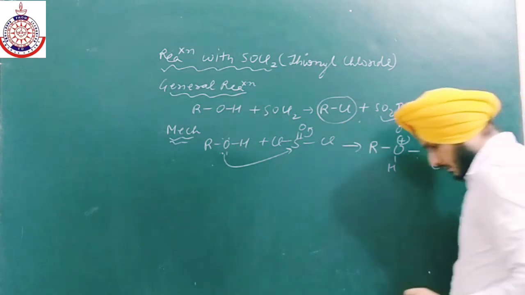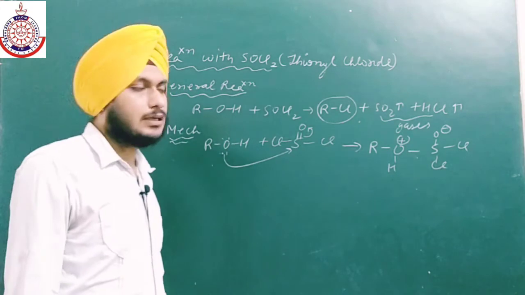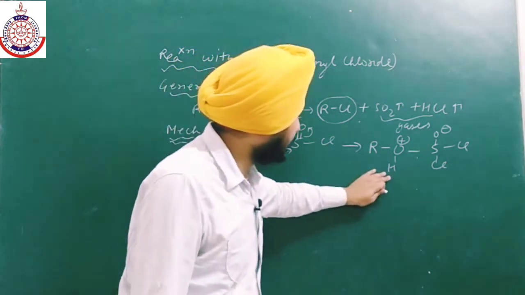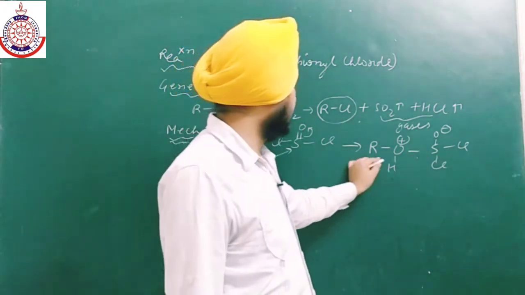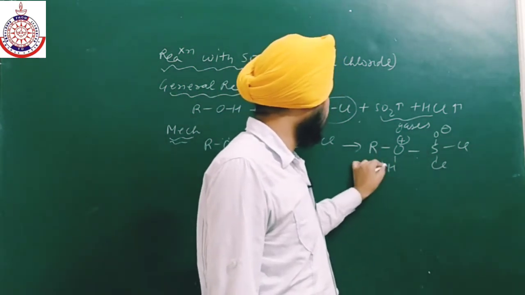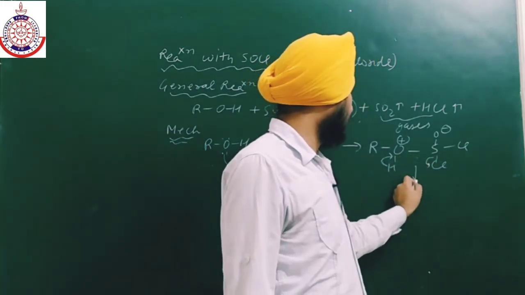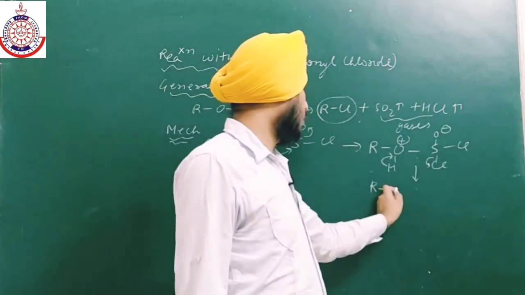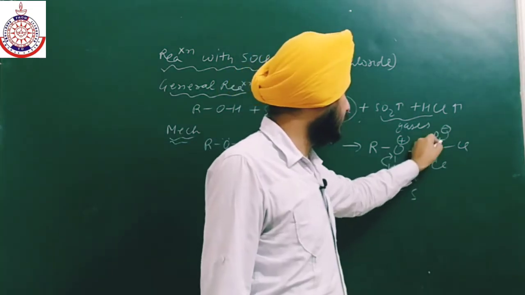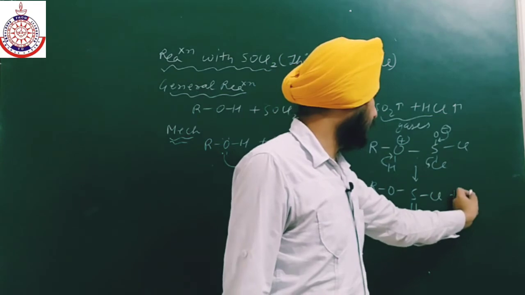Okay, so now what is the next step? The next step is to neutralize these two charges. So that is why H and Cl will leave, H will leave as H positive and Cl will leave as a negative, and we will get R O S. This bond will shift again over here, O Cl plus HCl.